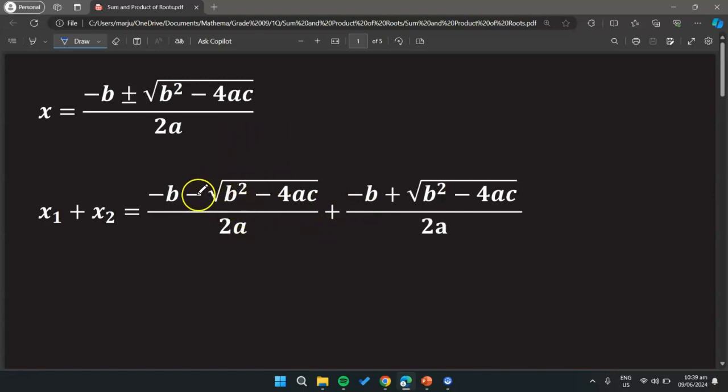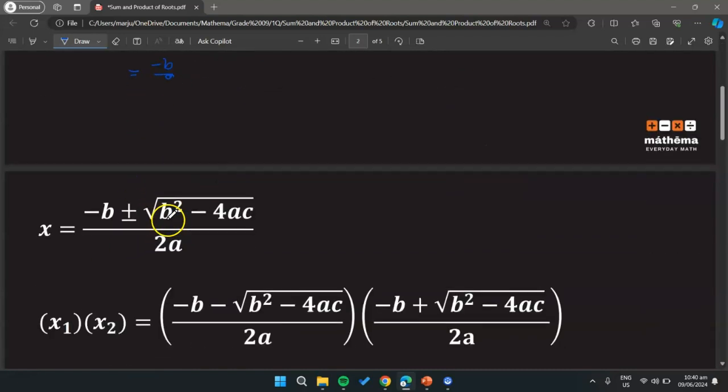If we look at this, these terms will be cancelled out, negative and then positive, which gives 0. So we are left with negative b plus negative b, all over, copy the denominator, 2a. This will give us negative 2b over 2a. So the sum is just equal to negative b over a. Again, the sum of the roots of a quadratic equation is given by negative b over a.